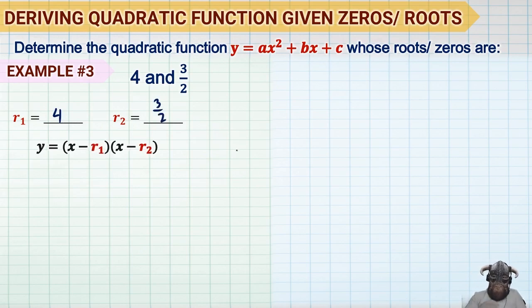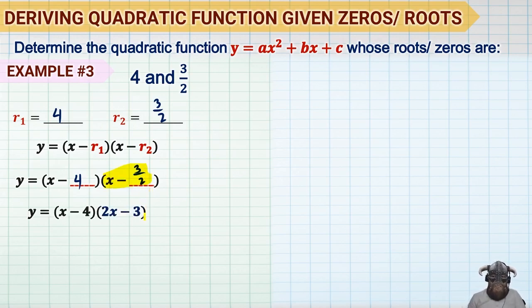Same process. Next, we just need to substitute that R1 and R2 into our working formula. Then we'll have x minus 4 because R1 is 4 and R2 is 3 halves. So we'll just make this one 3 over 2 or 3 halves. And from there, we just need to simplify this one. So what happens is, we rewrite it, but in this case, instead of x minus 3 over 2, it becomes 2x minus 3.